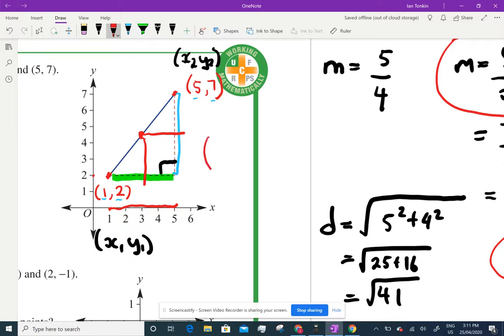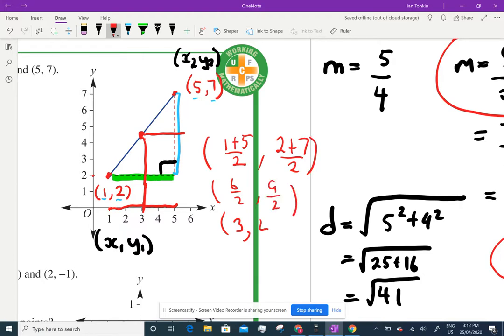So this point will be 1 plus 5 over 2. That's the middle. 1 plus 5 is 6 over 2. That's 3. And as you can see, there it is, there's a 3. What about the middle of the vertical line? Well, we just do the same thing. 2 plus 7 over 2. That's 9 over 2. That's 4.5. And as you can see, there it is there.